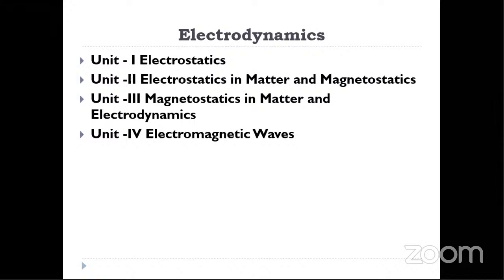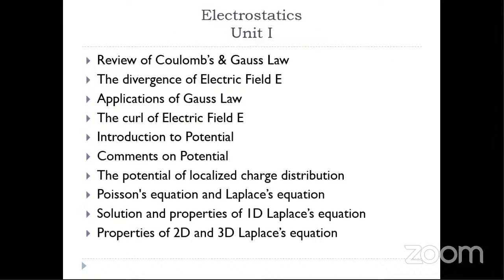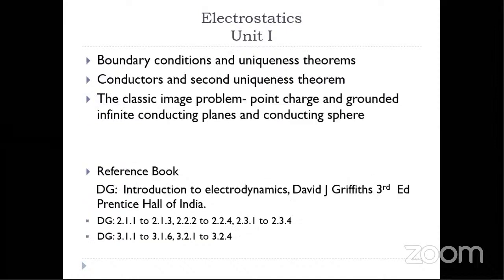These are the different units to be covered in this particular course. Unit 1 is electrostatics, and units 2, 3, and 4 are further units to be dealt with in this course. We are concerned today with unit number 1, which is electrostatics. What does it contain? It contains a review of Coulomb's and Gauss's law, divergence of electric field, application of Gauss's law, the curl of electric field, introduction to the potential, comments on potential, potential of localized charge distribution, Poisson's equation and Laplace's equation, solution and properties of the one-dimensional Laplace's equation, and properties of the two-dimensional and three-dimensional Laplace's equation.